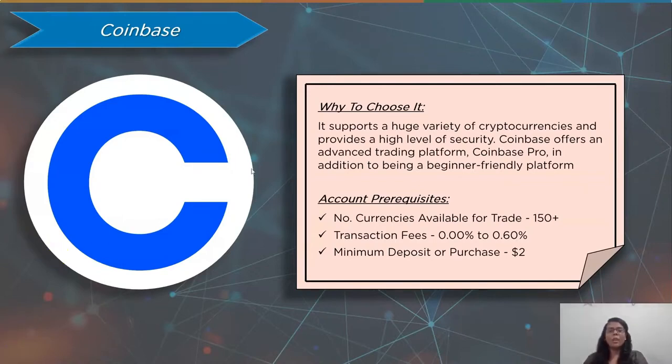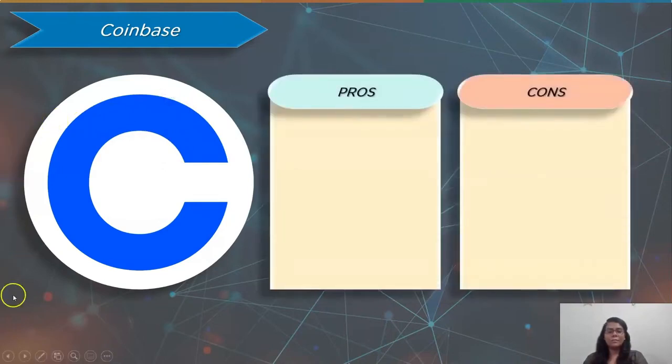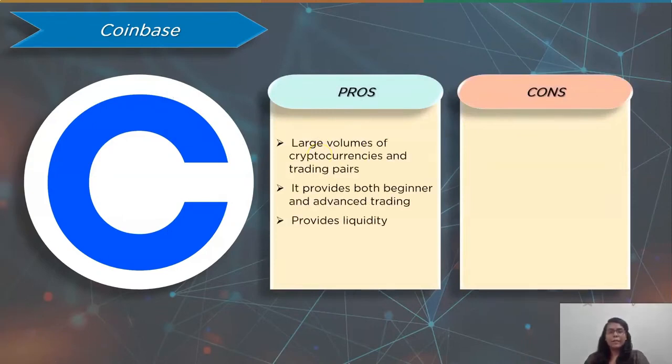It supports more than 150 cryptos for trading with the transaction fee ranging between 0% to 0.60%. Also, the minimum deposit or purchase price should be at least $2. Now, let's have a look at its pros and cons. Coinbase offers a large volume of cryptocurrencies to trade. It provides a smooth experience to beginners as well as offers easy trading to advanced members. It also provides liquidity and ease on its platform.